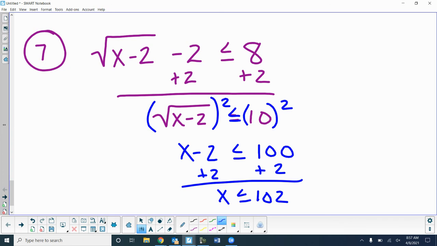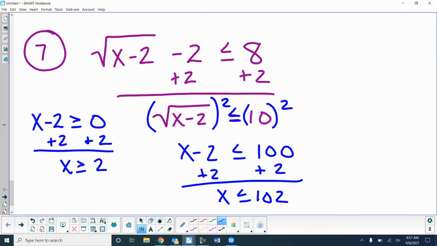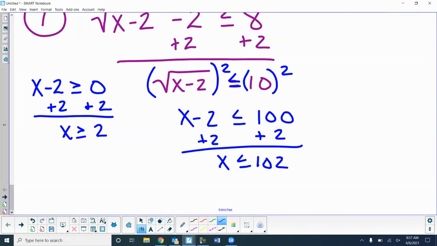Again, since it's less than or equal to, we're going to write x minus 2 is greater than or equal to 0 to find the other part of our answer. So x is between 2 and 102. Don't forget about that tomorrow. That's the easy part. It's not hard to do. Okay, if it was greater than, you don't have to do that second part.